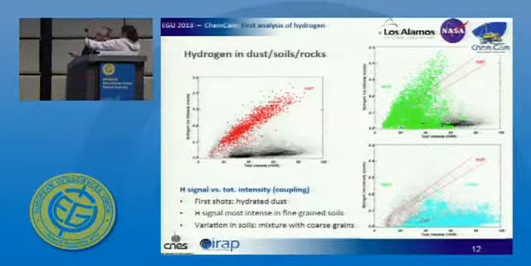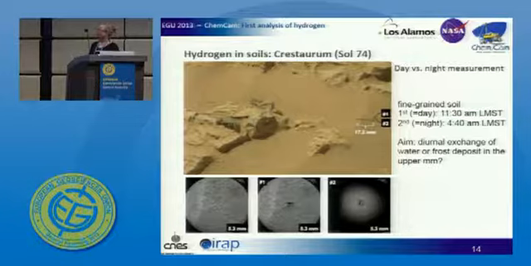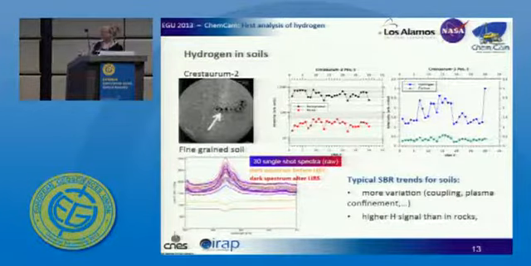Okay, so next slide. This is about the hydrogen in soil. And again, here can be seen that there's lots of variation in the ChemCam data for the soils. You can see here there's lots of variation in the background, and also there's lots of variation in the signal intensity of the hydrogen. And generally, it can be said that the soils have the higher hydrogen signal in comparison to the rocks.